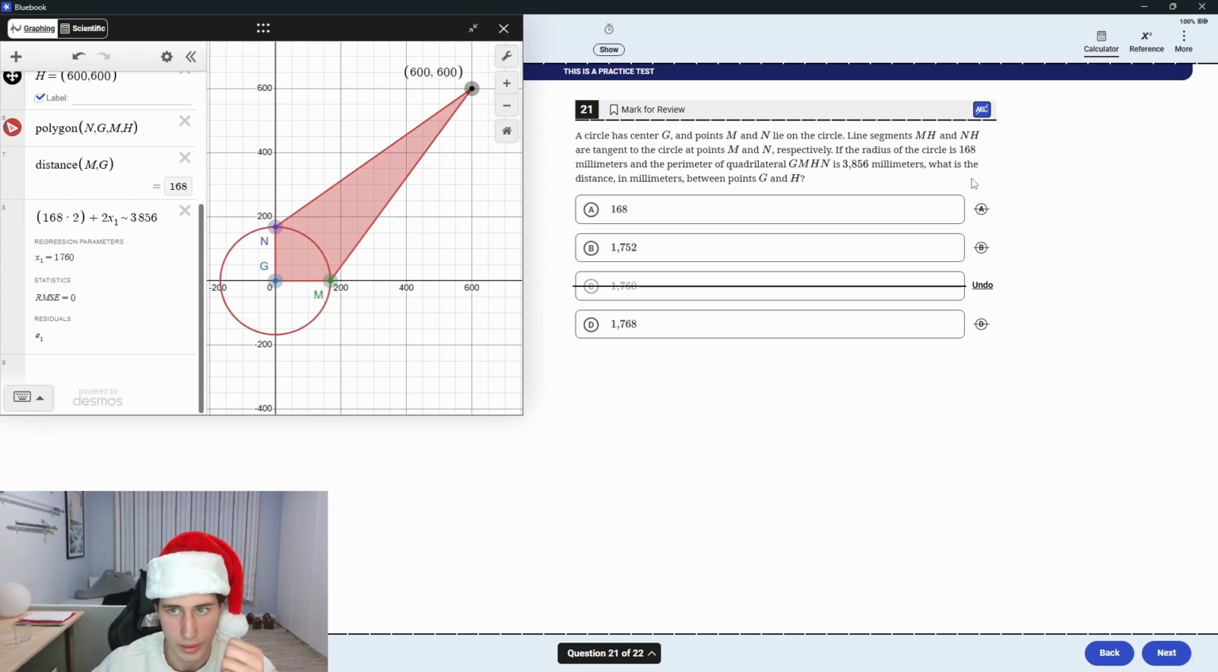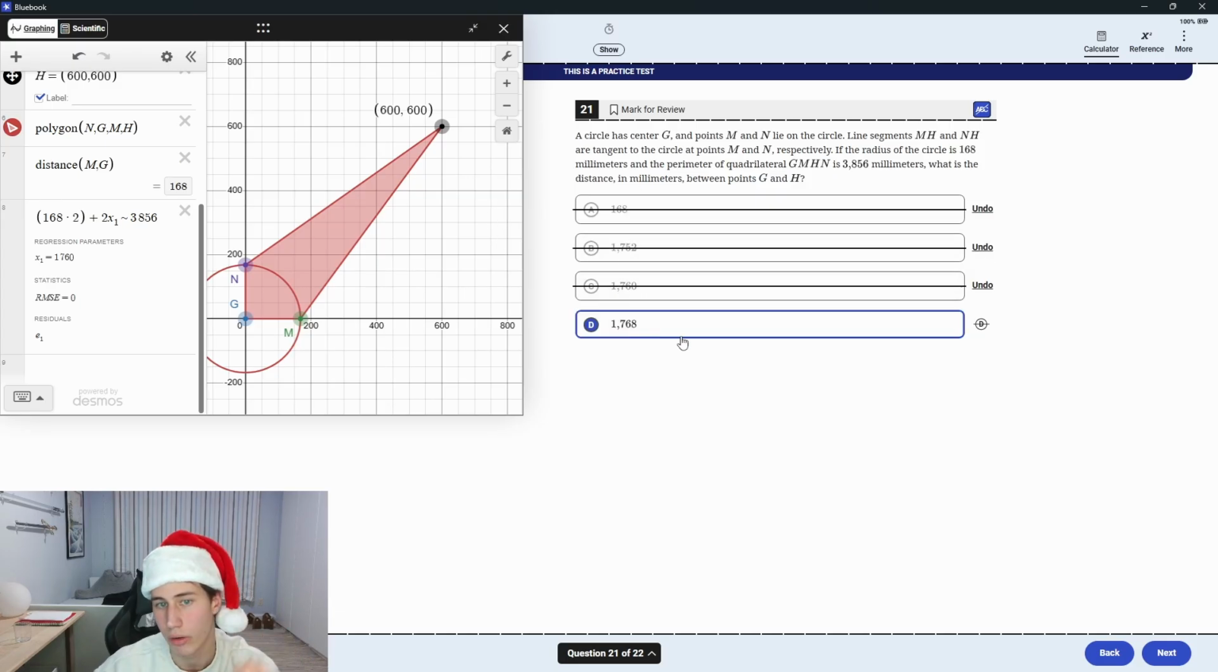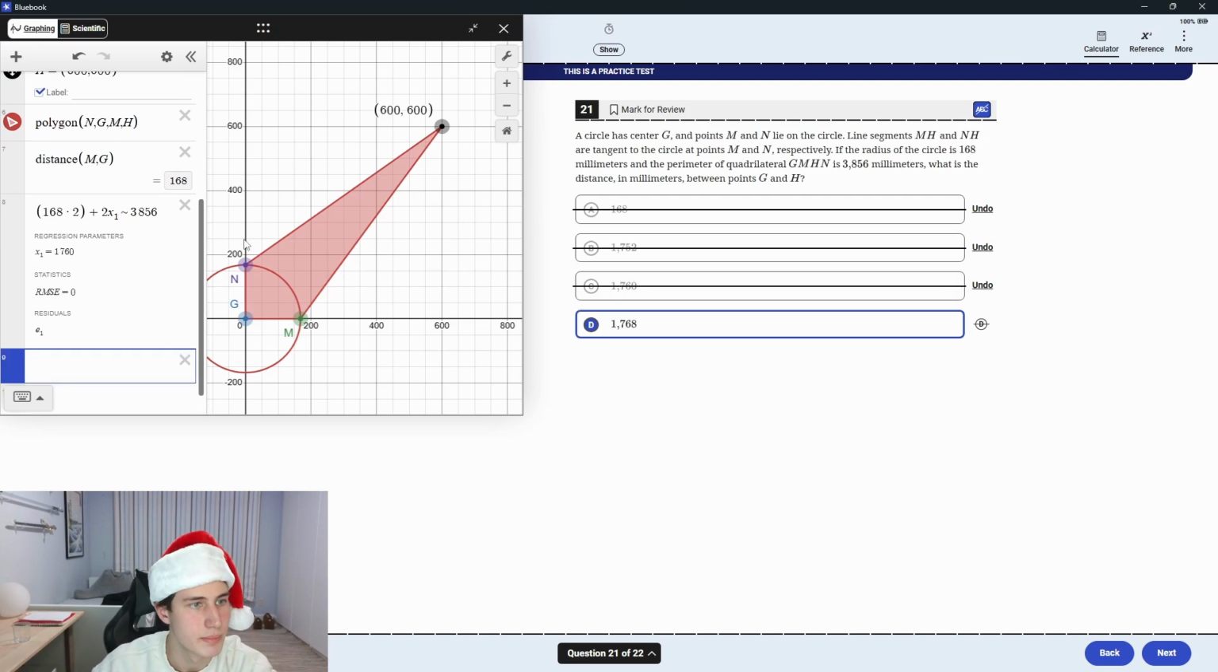So now, if we know that the distance between the center point and some point way out is going to be more than the distance to points that are closer to it, we know that N is closer to H, and M is closer to H, than G is to H. So in this case, we can automatically get rid of A and B, and automatically guess D, because it's the only point that's bigger than N and M, the distance between G and H.